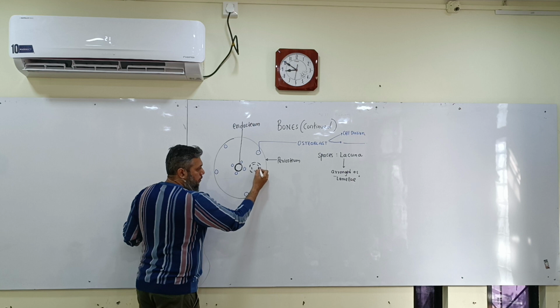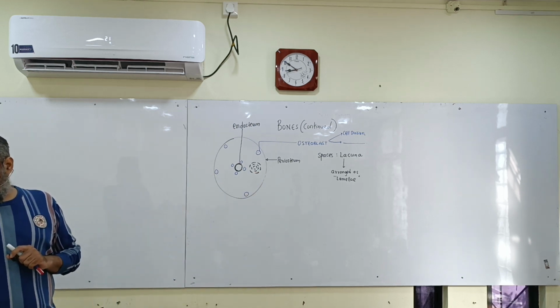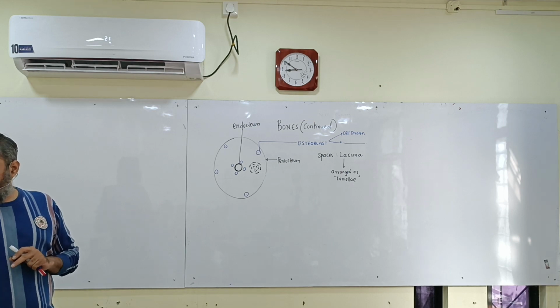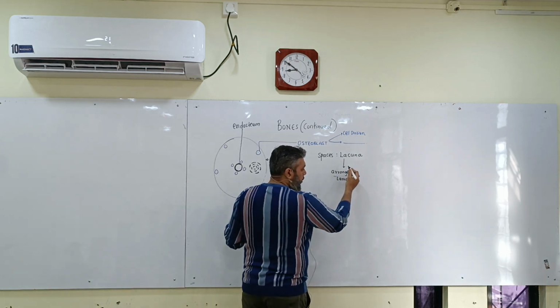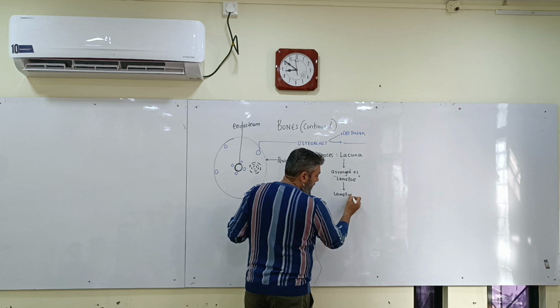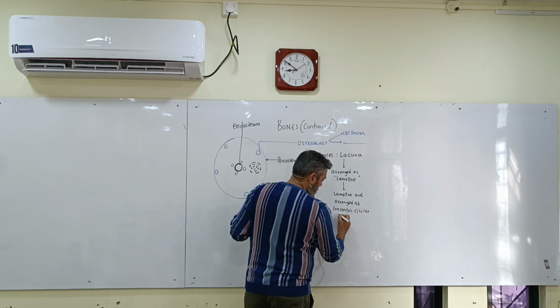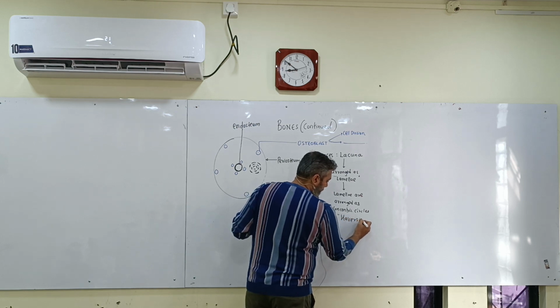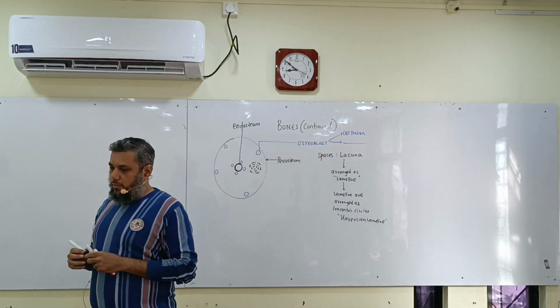Are they arranged in a straight line, or are they arranged in concentric circles like a jalebi, kids? I hope you heard my point. So the arrangement of lacuna is called lamellae. When the lamellae are arranged as what, kids? Concentric circles. They are called Haversian lamellae. Name of the scientist. What are they called, kids? Haversian lamellae.